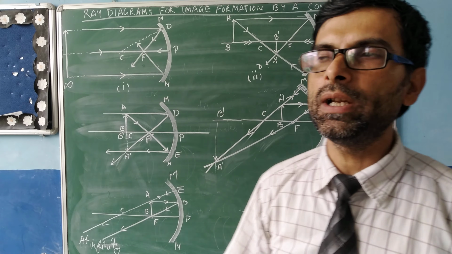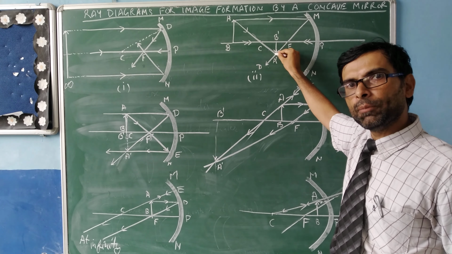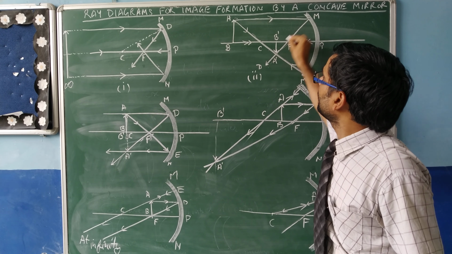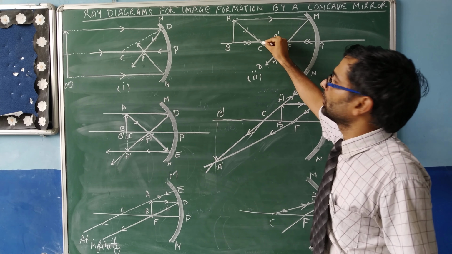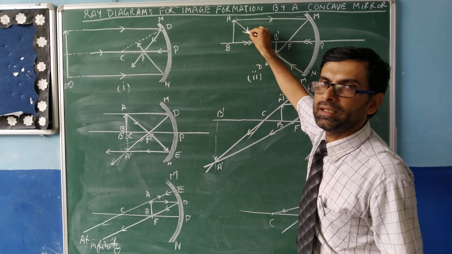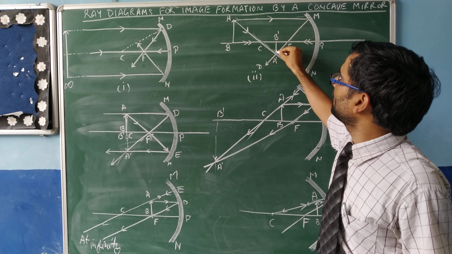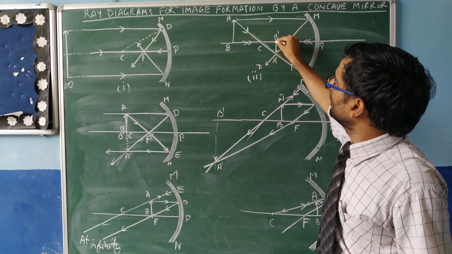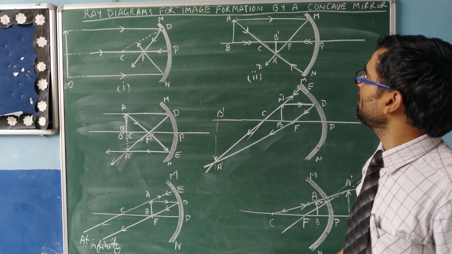This was among the four rays which we have studied earlier. They intersect at this point. See, the parallel ray, after getting reflected, passes through the focus, and this ray passes through the center of curvature and is reflected back. This is the incident ray and this is the reflected ray. They meet at a point. This intersection denotes the position of the image.